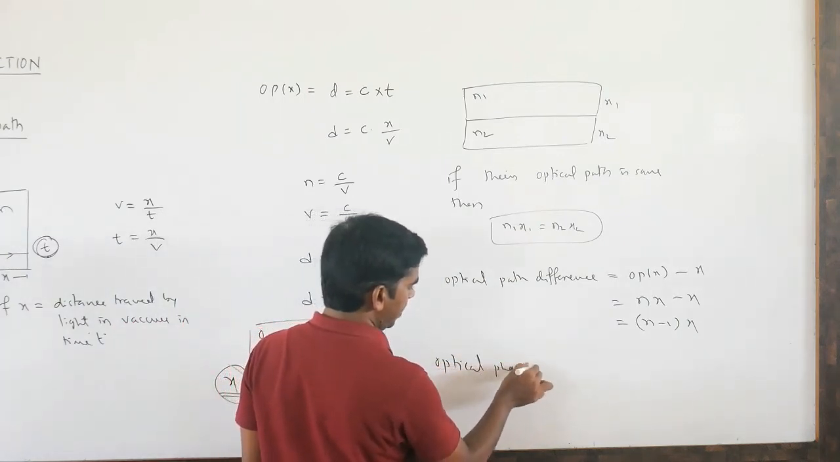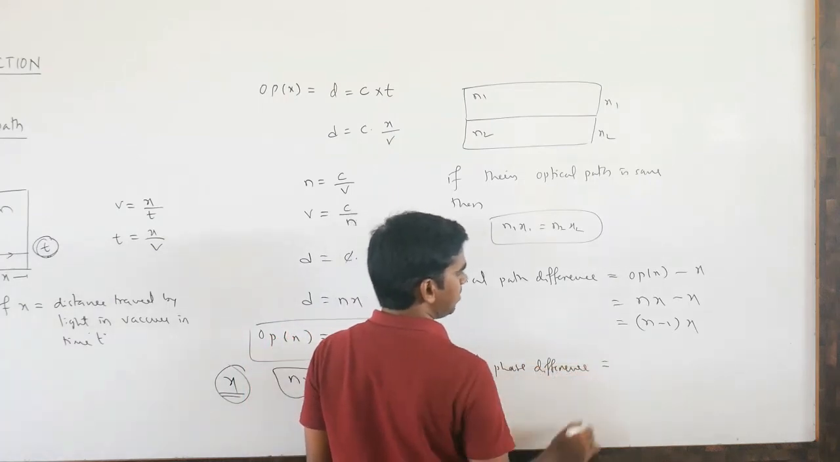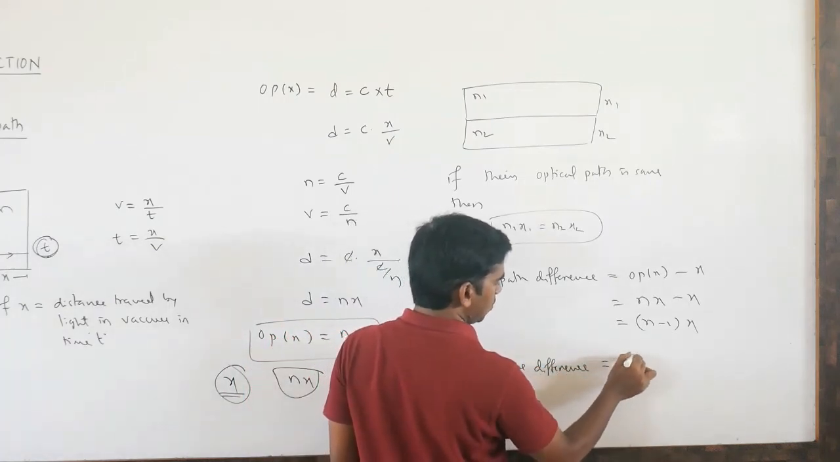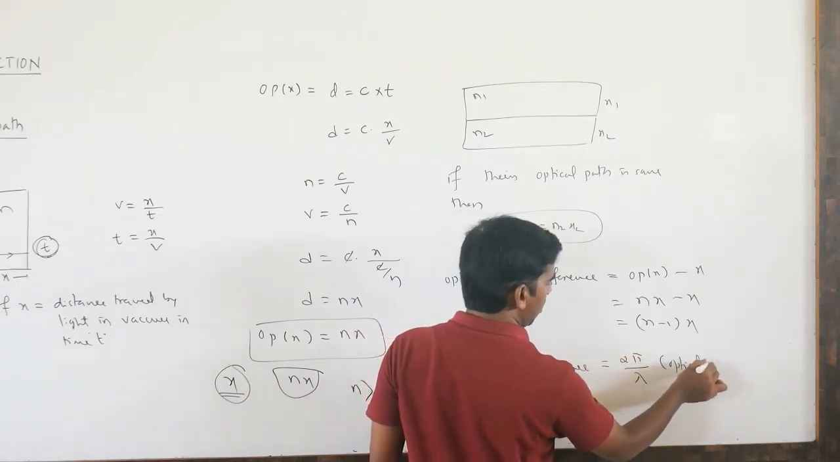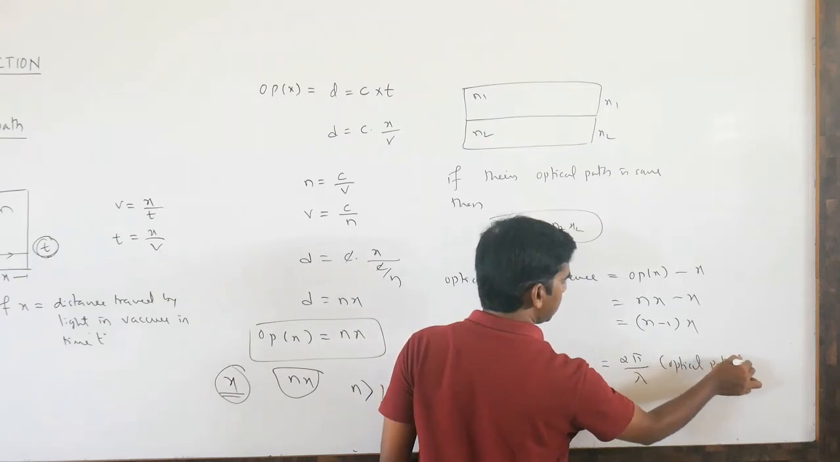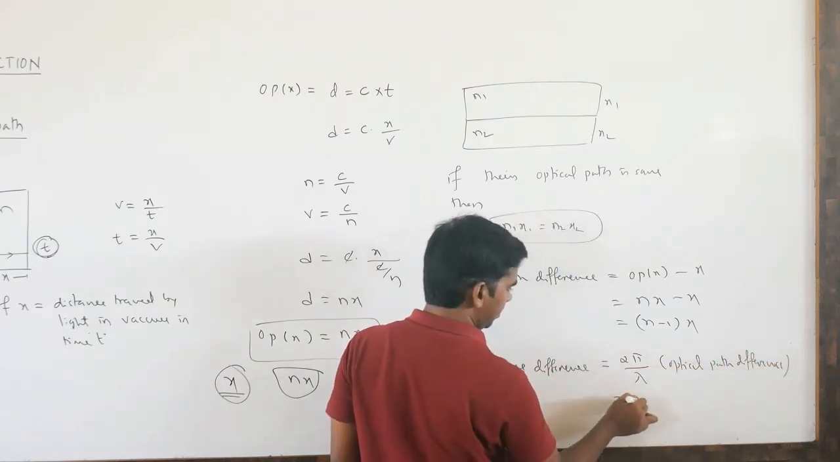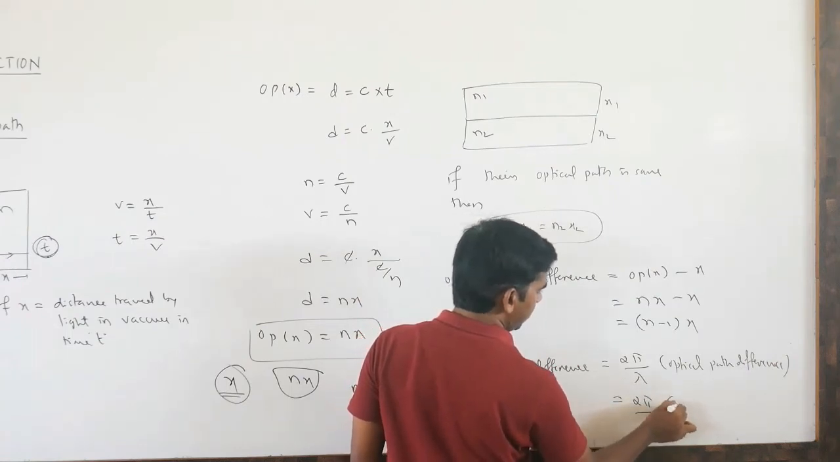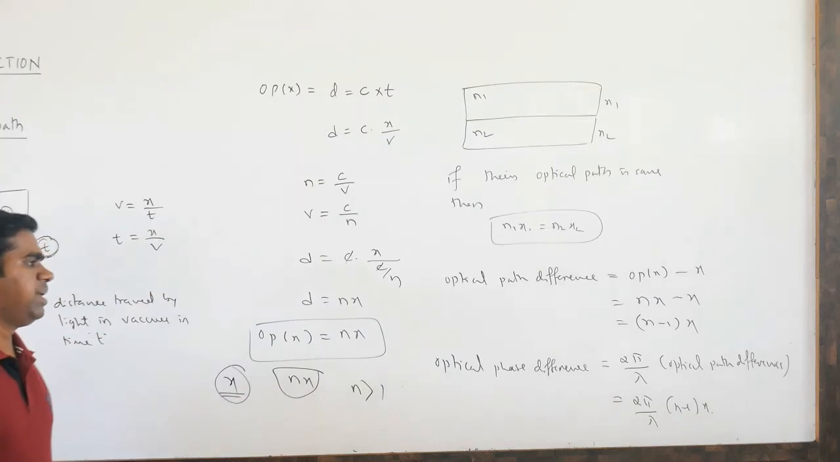Optical phase difference. What is the optical phase difference? Optical phase difference is 2 pi by lambda into optical path difference. That is 2 pi by lambda into (n minus 1) into x. Based on these concepts, we can solve problems on how to find the phase difference.